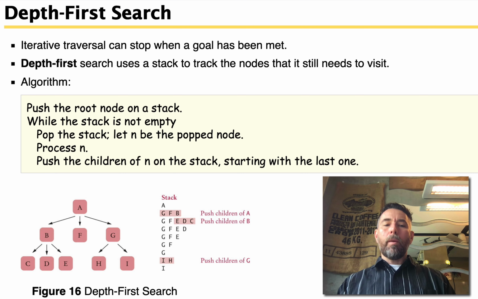We pop F off the stack. It has no children, so we're done. We pop G off the stack, we process G, then we look at our children, H and I, and we add them to the stack. Now we take the first element off our stack, H, we process it. No other children. We take I off the stack, we process it, and now we're done, having traversed through the stack in depth first order.